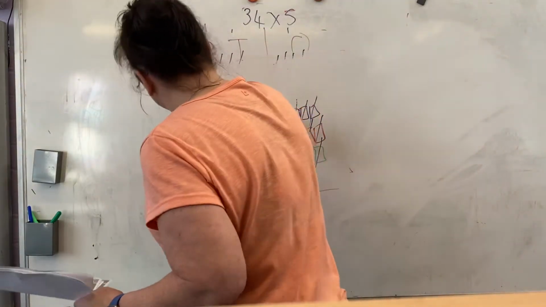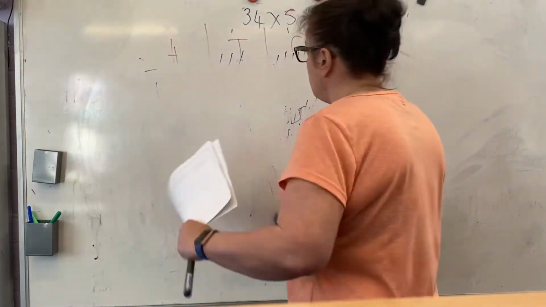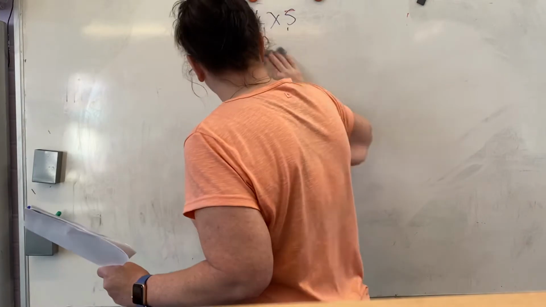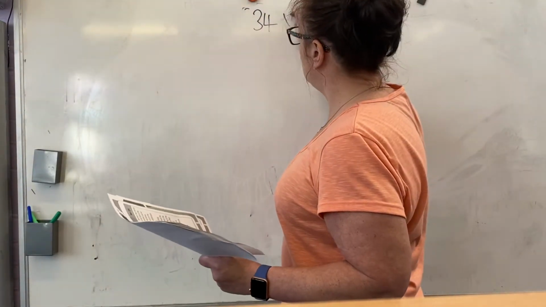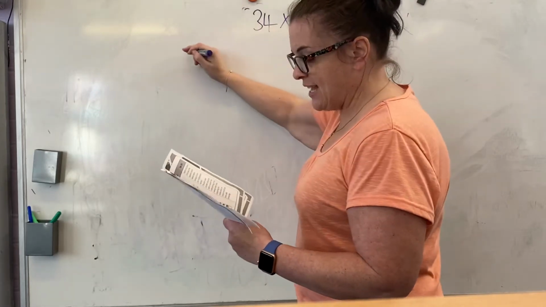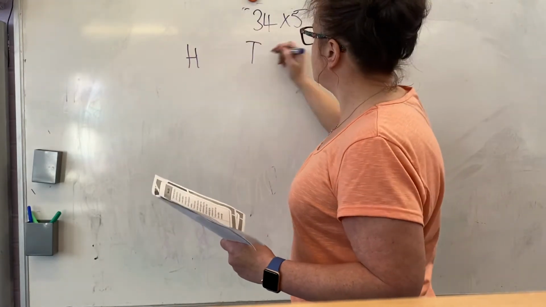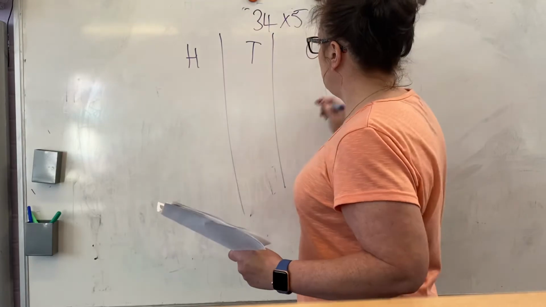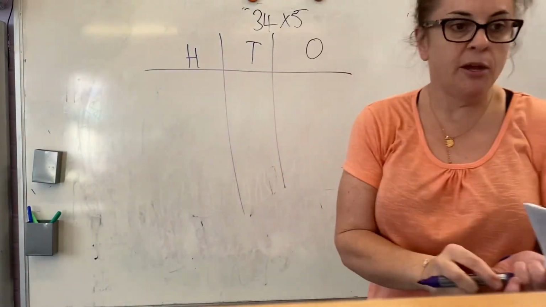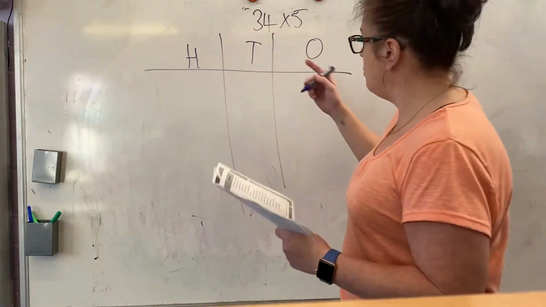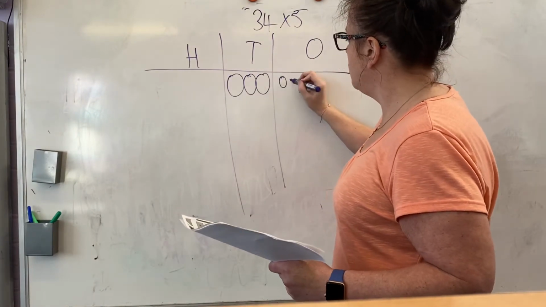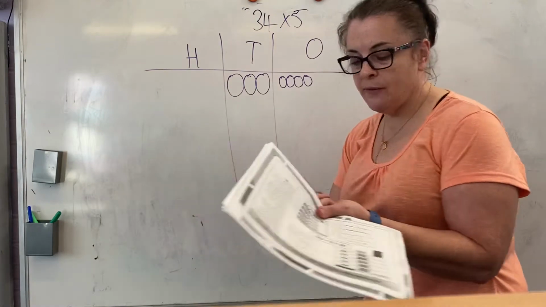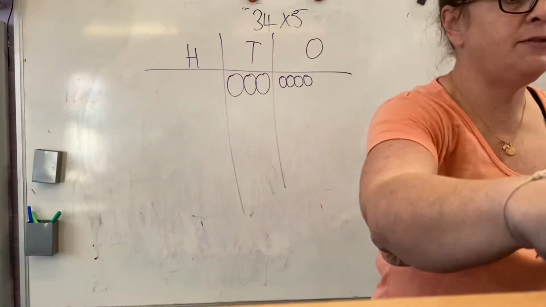I then will do exactly the same using my place value counters. So, same sum, 34 multiplied by 5. Exactly the same as before. Hundreds, tens and ones. But this time we're drawing out with our counters. And I'm going to use my coloured pens again. So, what have I got? I've got 34, and I'm doing that 5 times. So 5 different colours.